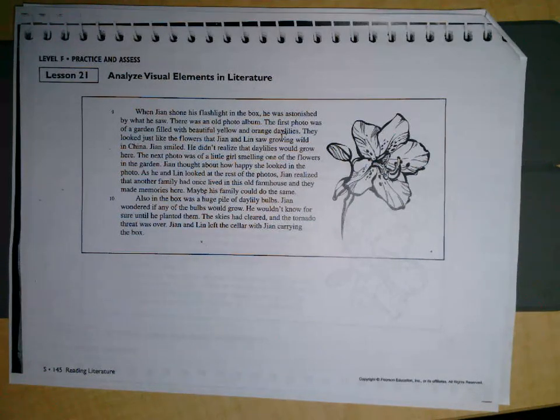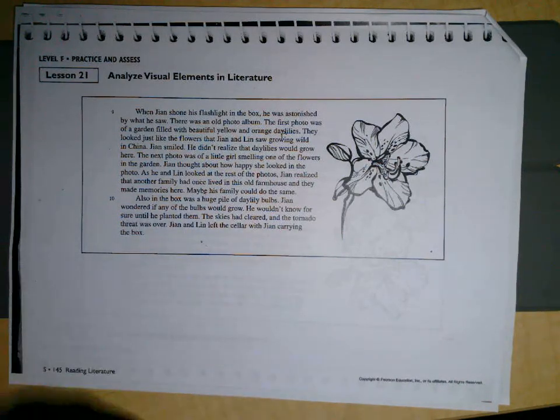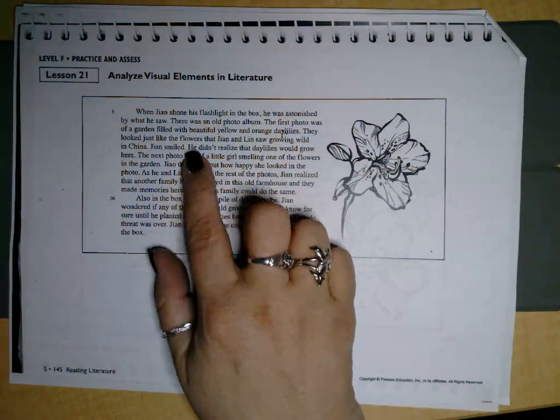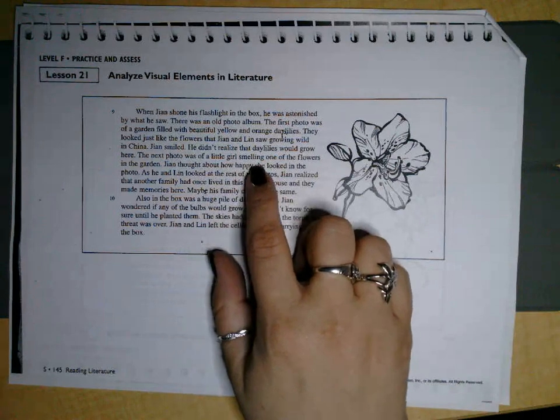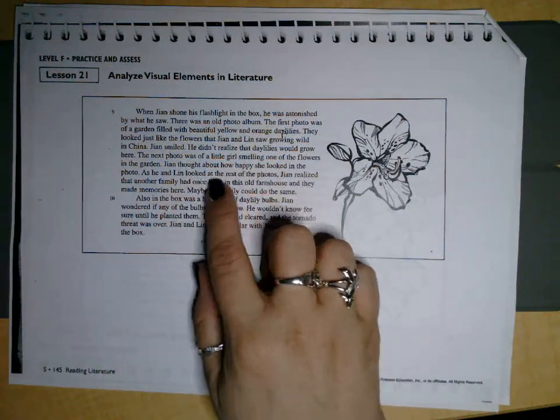When Gian shone his flashlight in the box, he was astonished by what he saw. There was an old photo album. The first photo was of a garden filled with beautiful yellow and orange daylilies. They looked like the flowers that Gian and Lynn saw growing wild in China. Gian smiled. He didn't realize that daylilies would grow here. The next photo was a little girl smelling one of the flowers in the garden. Gian thought about how happy she looked in the photo.